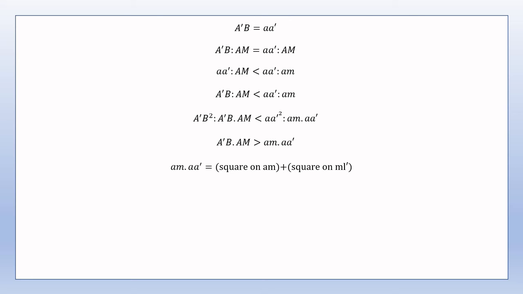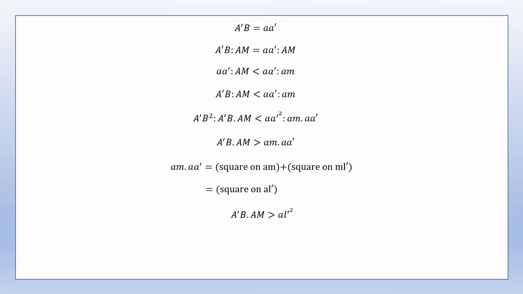But by Euclid 1.47, and since triangle aml' is a right-angled triangle, the square on am plus the square on ml' is equal to the square on al'. Therefore, am times aa' is equal to the square on al'. And therefore, A'B times AM is greater than al' squared.